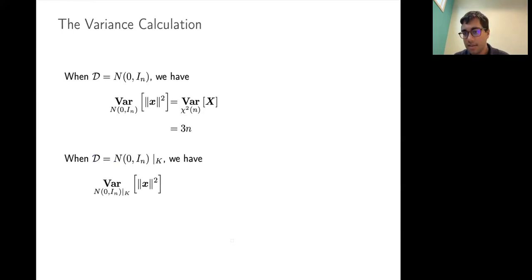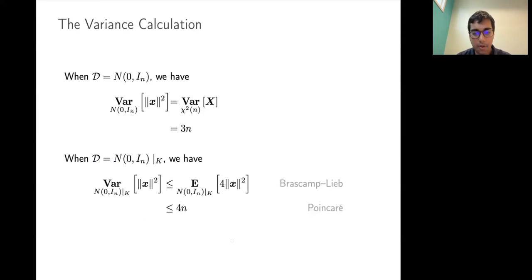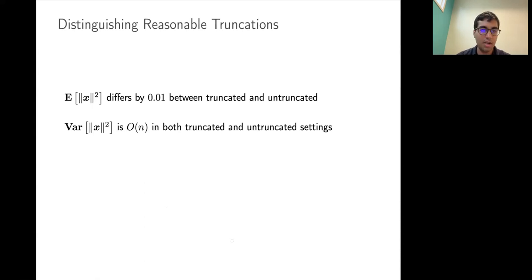So coming back to this variance calculation, in the untruncated setting, the variance was linear in n, 3n. And in the truncated setting, Brascamp-Lieb tells us that this is at most 4 times the expected squared length. And using a Poincare inequality again, this is at most n. It's n minus something, but it's at most n. And in particular, the variance in the untruncated and truncated settings is comparable up to a constant factor. And so this lets us actually distinguish between the truncated and untruncated settings using linear in n samples, right?